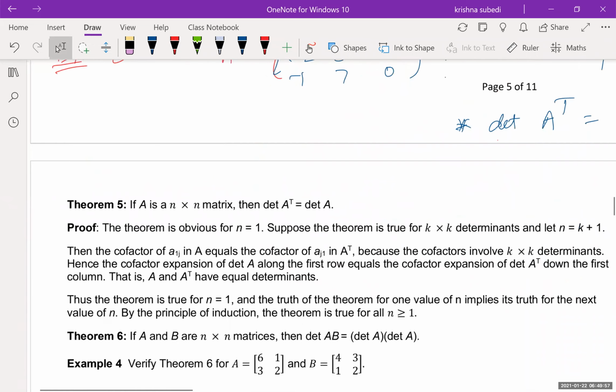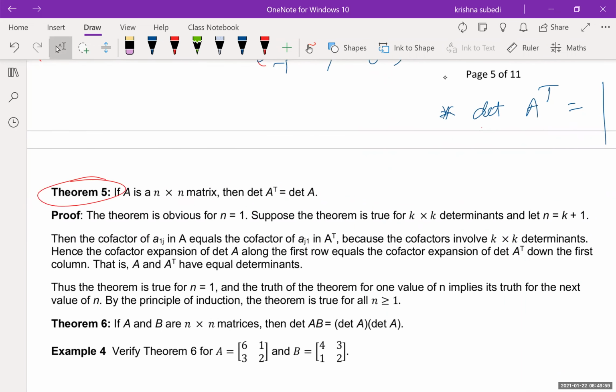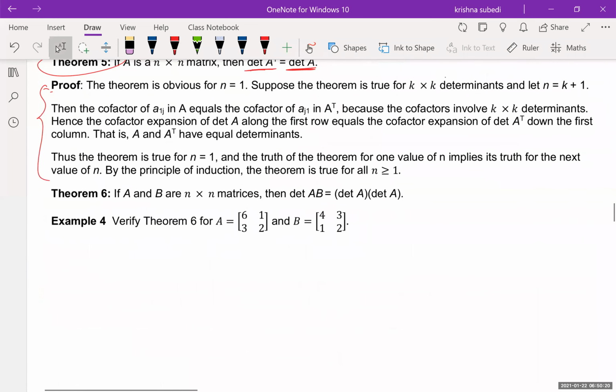So this is one theorem we just proved experimentally. This is what theorem 5 tells us, okay? This theorem tells us that if A is an n by n matrix, then the determinant of A transpose equals the determinant of A. We have just seen that, okay? The mathematical proof is there. It's not required from an exam point of view, and those who are interested, just read it. We have just proved that experimentally. Now here is theorem 6.